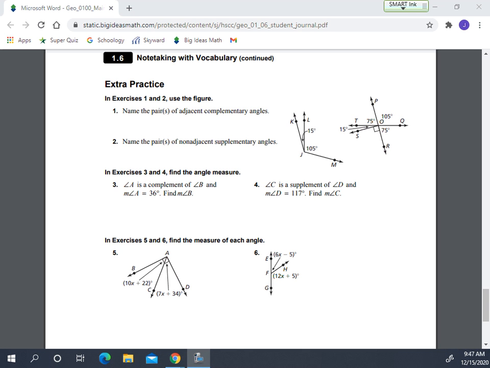Okay, doing these practice problems. We have to name the pairs of adjacent complementary angles. So first thing, adjacent. Remember, adjacent means next to. Okay? Complementary means equals 90 degrees, or adds up to 90 degrees. So we need a pair of angles that are next to each other and add up to 90 degrees.